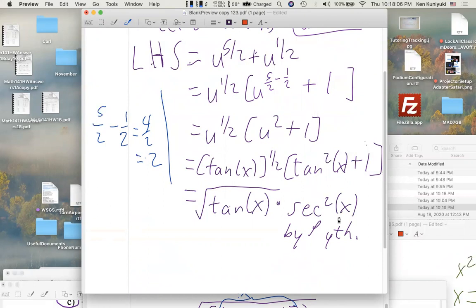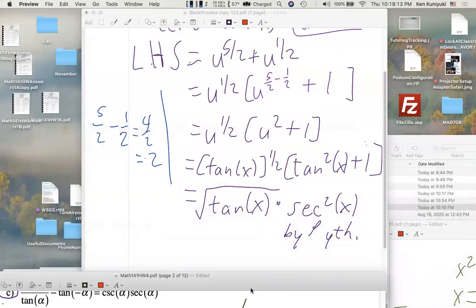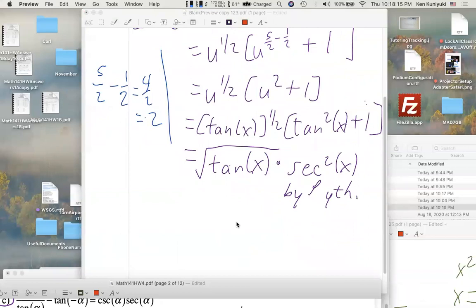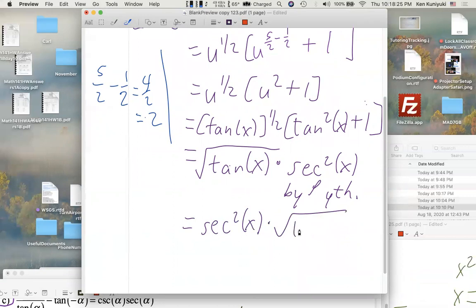Technically, I reordered it, so you should reorder the factors: secant squared of x times root tangent of x. That's just moving things around. And the QED is optional. That means end of proof.